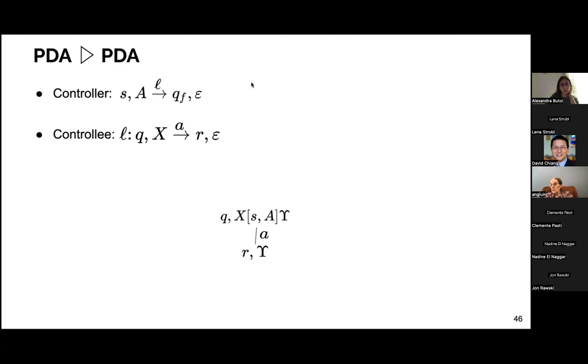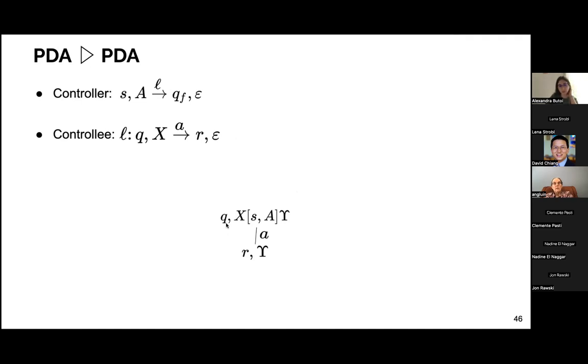So if the controller has a transition of this form, S pops A and pushes nothing, goes to a final state and scans a symbol L. And if the controllee has a transition that's also labeled with L, and it is of this form, starting from the state Q, you pop a symbol X, you scan A, and you get to some state R, and you push nothing. Then the derivation tree that's generated by the mix of these rules looks like the one here.